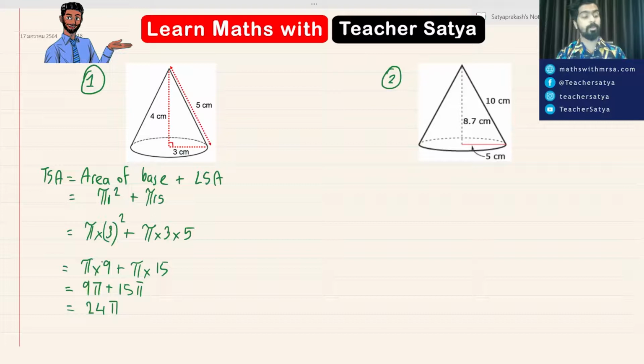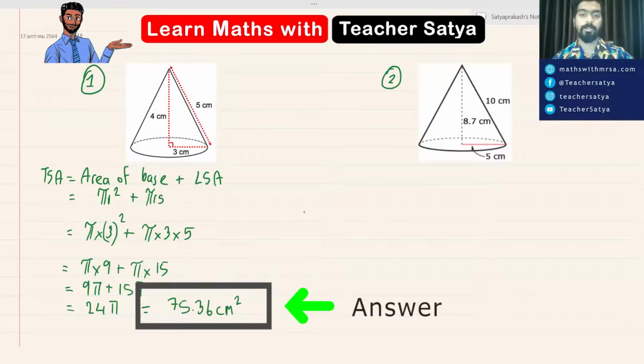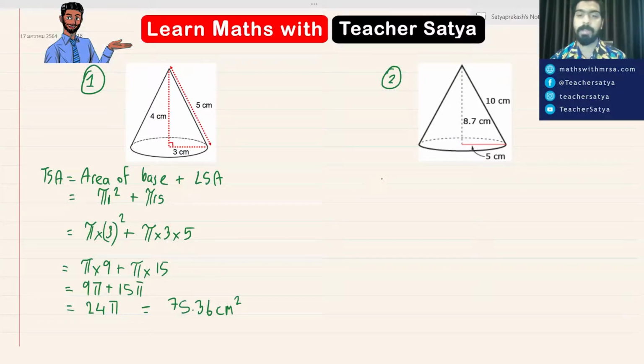Now if we do not want to write this with the symbol pi, let us substitute the value of pi as 3.14. Let's use a calculator, and we would have approximately 75.36 centimeter square, right guys? 75.36 centimeter square. Now let us go to question number 2.